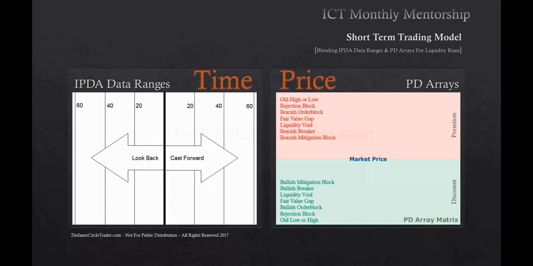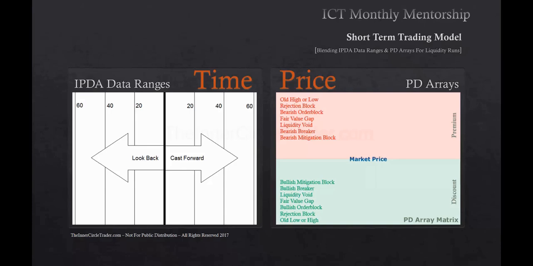There is not always a void or a gap or mitigation block. It may just simply need to go all the way up to a bearish order block or a rejection block. And the same thing is said in opposite terms for when the market's in a discount. It's not ambiguous when we look at price in the form of the PD array matrix.